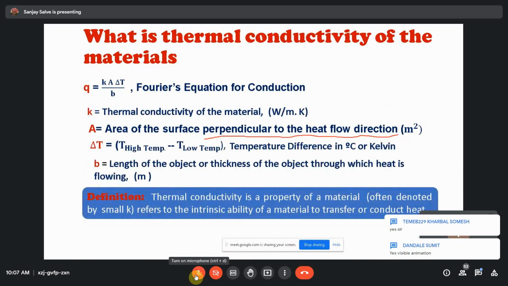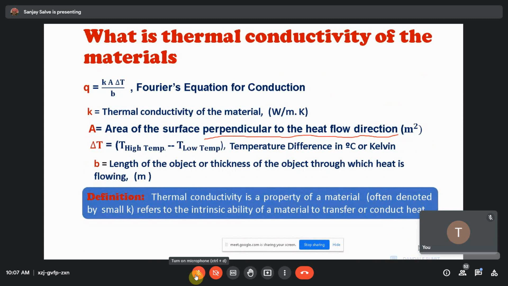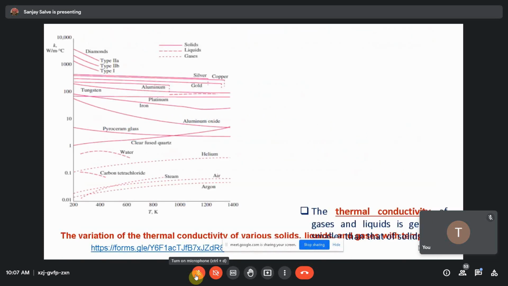So that way we talk about the thermal conductivity of insulating material, correct? And its unit is watt per meter per Kelvin. And its unit is also watt per meter per degree Celsius. So we discuss all those.